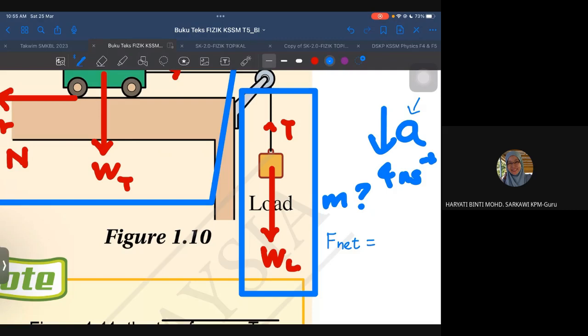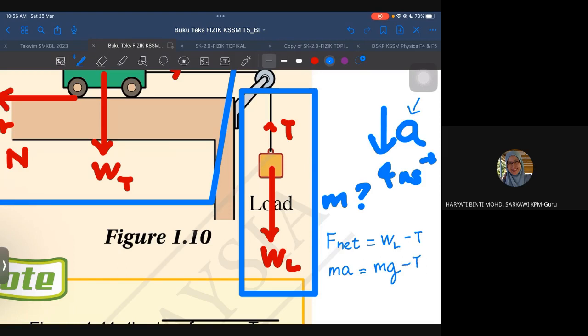Is it T minus WL or WL minus T? Okay, you get it already. So it means WL minus T. Why like that? Because you refer to the direction. Direction downward, so WL is bigger. So WL minus T equals Fnet. And then the Fnet formula is M A. And then WL is M G, minus T.